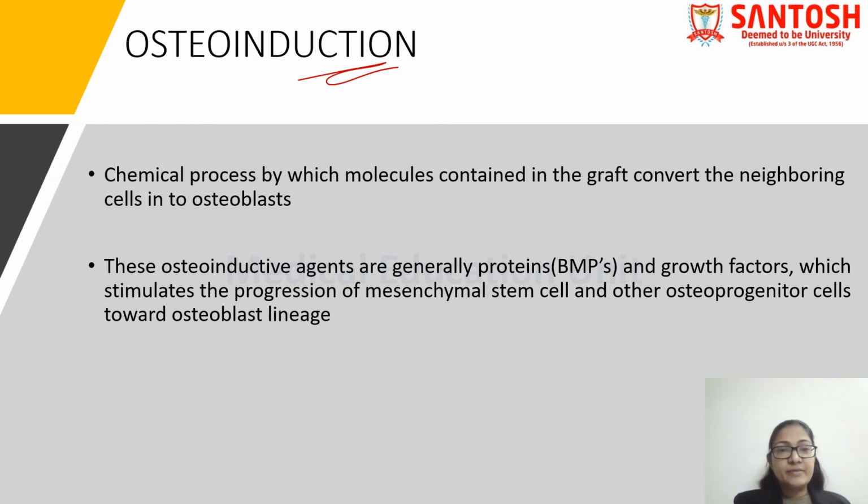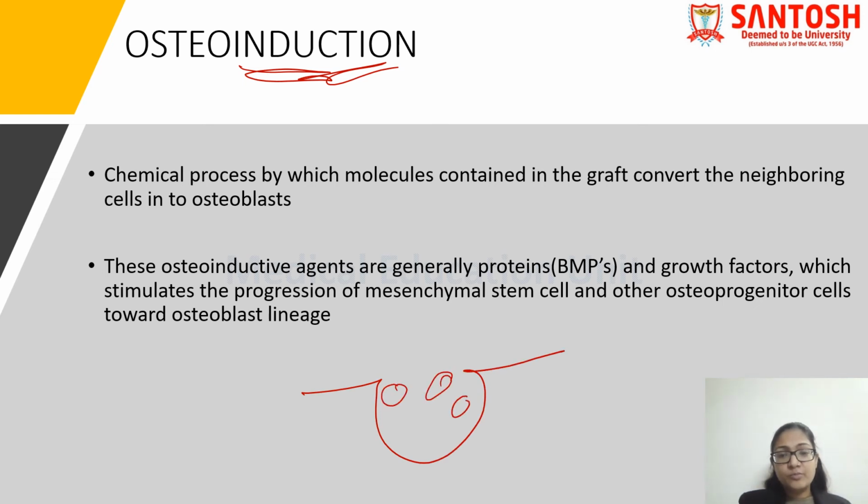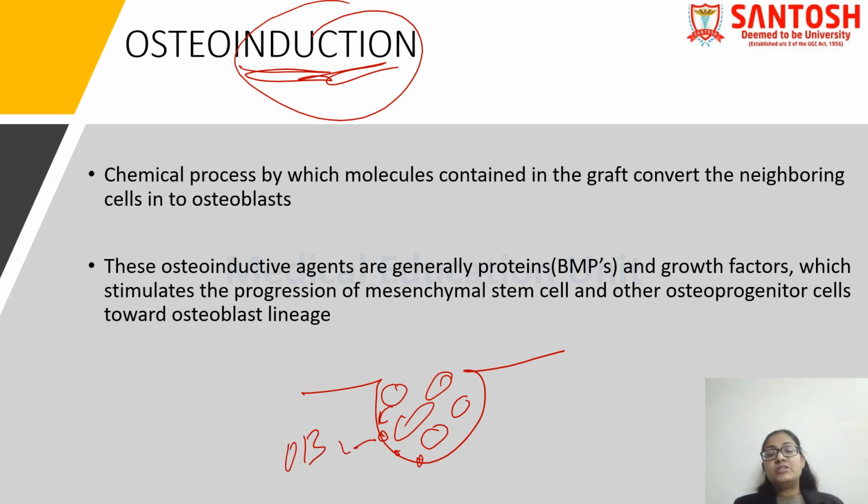Osteoinduction. Now, as the name itself says, induction. What happens here is, again, this is your bone graft and these are your bone graft materials. In osteoinduction, the bone graft materials will induce the cells to form osteoblasts. So these particles contained in the bone graft are not only going to occupy the space, they are also going to induce the neighboring cells to form into osteoblasts and lay down bone.